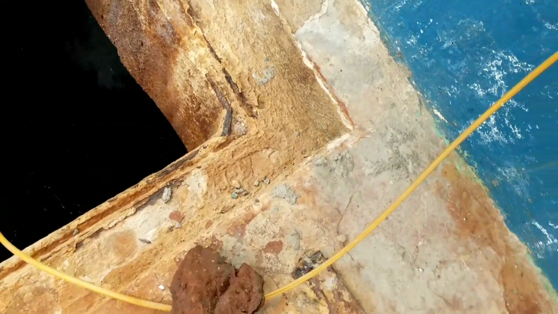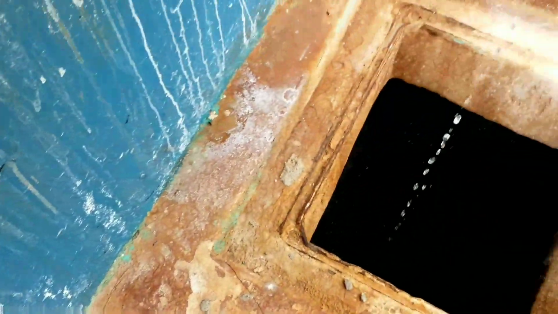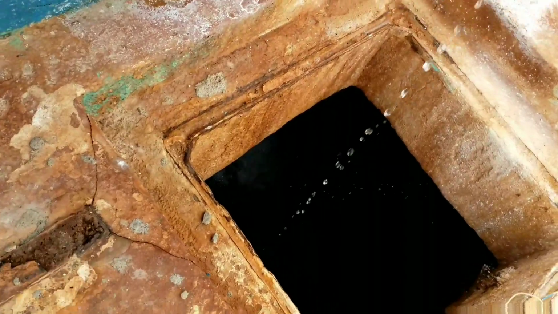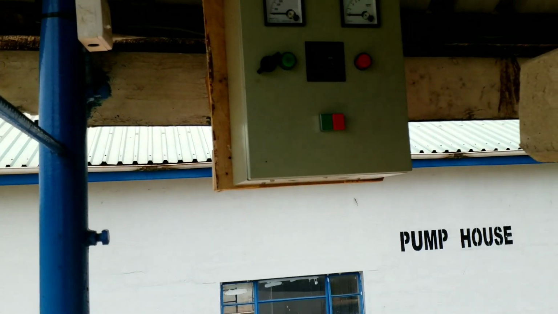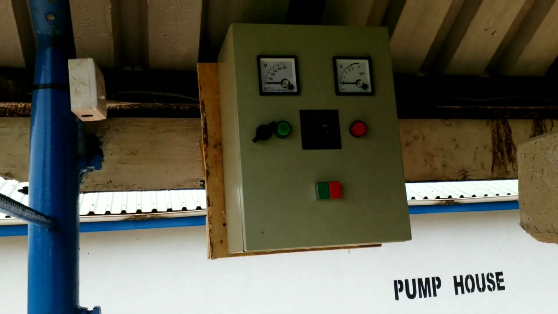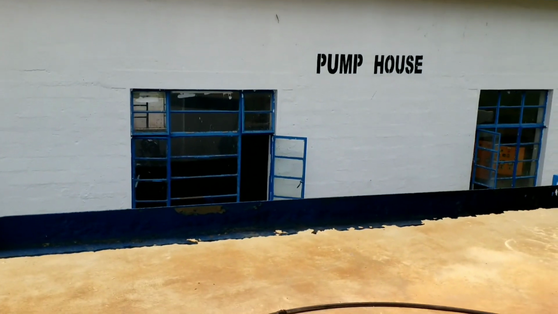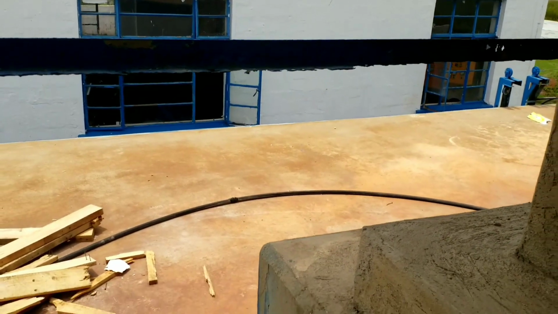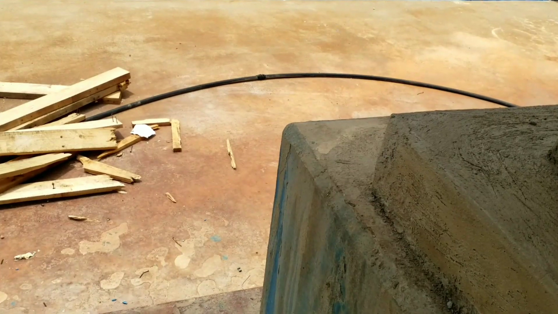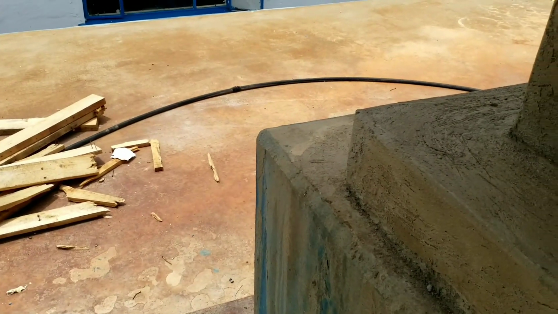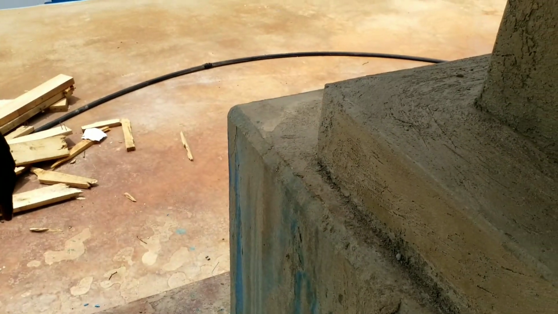And from here, water is pumped to... sorry, water is not pumped. Water still flows by gravity to the pump house again. So the pump house is located in a way that it is pumping water from the lake as well as pumping water to the service line. And the people here are doing a lot of work.